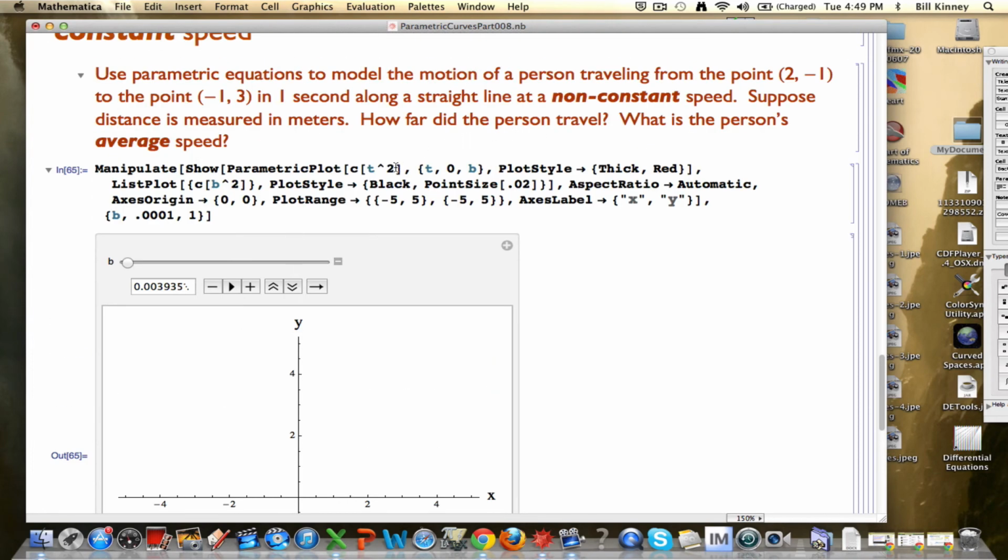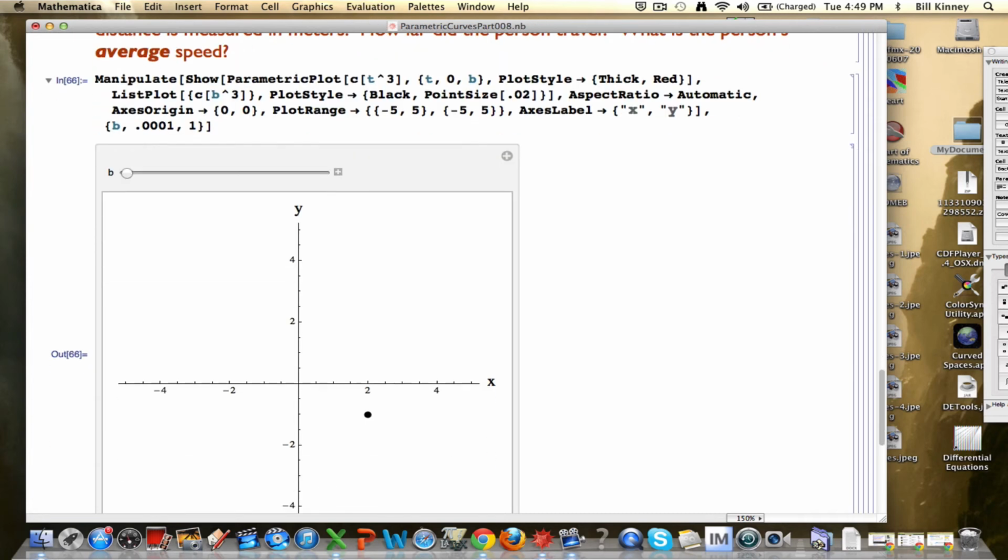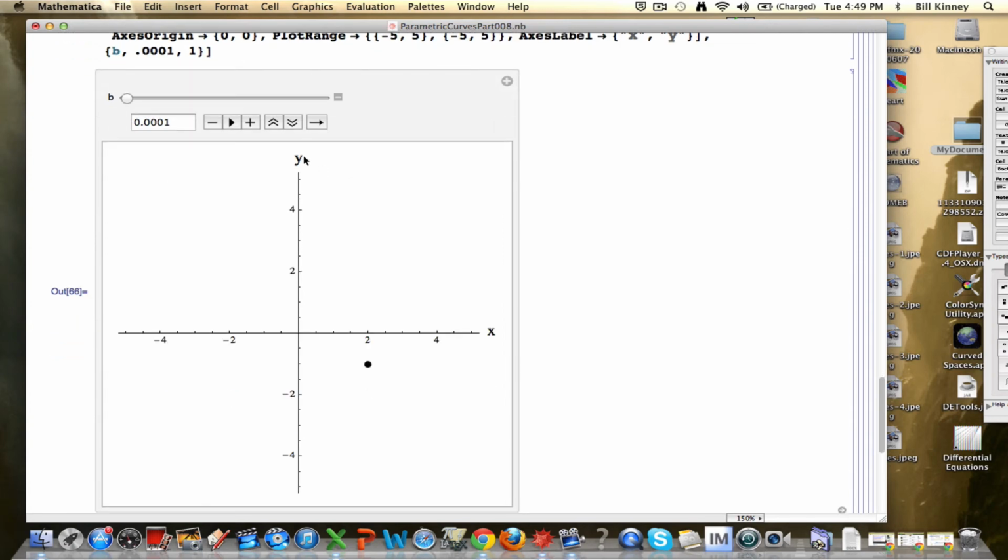There are infinitely many choices I can make here. T cubed works. Change that to a b cubed. It must be different than the last one. It is different. It starts even slower and ends even faster, which it's got to if it's going to still start at the same point and end at the same point in the same amount of time. If it starts slower, it's got to ultimately go faster.